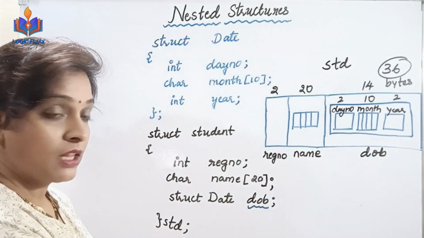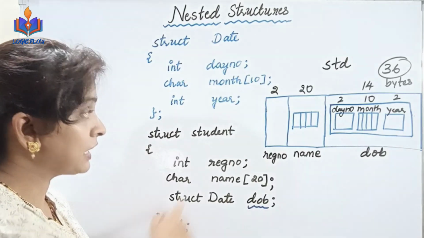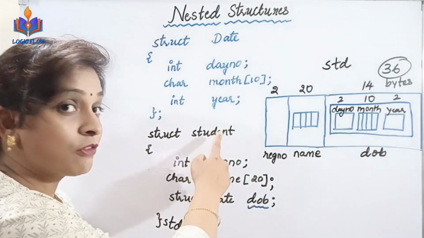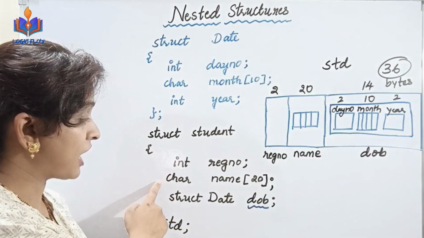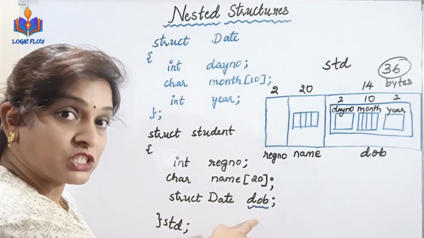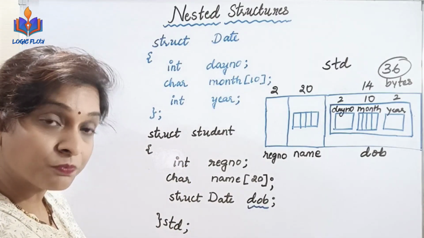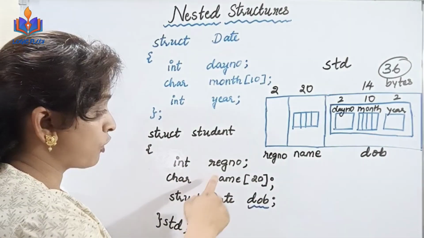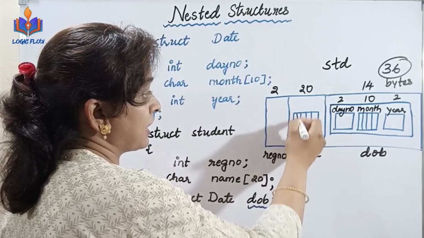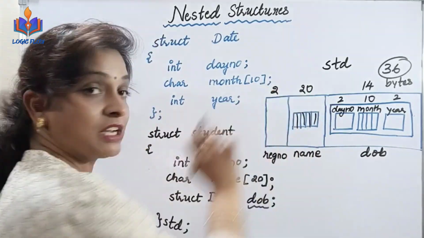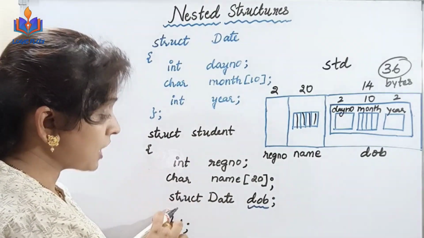I say std. Then how do I get the memory for this? So std means it is the variable of the structure student. So I should get the memory for all these members. When I say these members, we have integer, we have character, and we have one more variable, a structure variable, acting as a member of the structure. So I should get the memory for that also. So let us see here. We get the memory for register number, 2 bytes. We get the memory for name, which is an array. Say it is for name 20 bytes. Dimension is 20. Then we have struct date DOB.